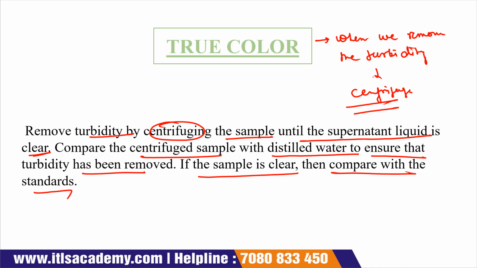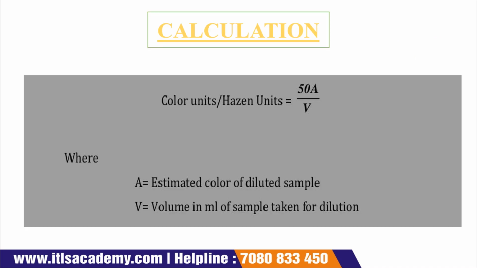When we centrifuge it, we have a centrifuged sample. So first of all, we compare the centrifuged sample with the distilled water to ensure that all the turbidity is removed. And if it is clear, then we compare the sample with the standard solution. Okay, now the next is your calculation.